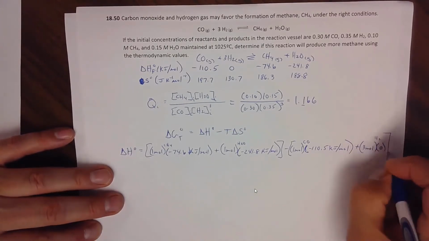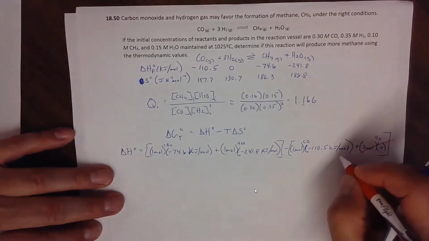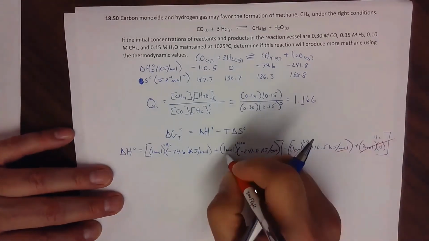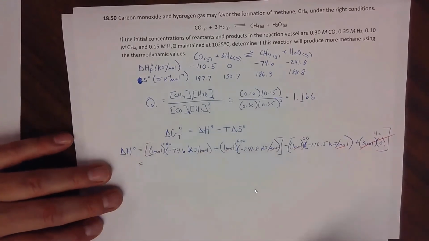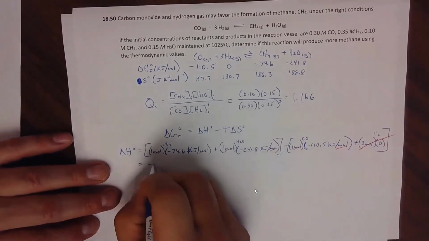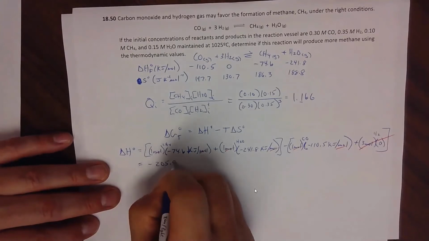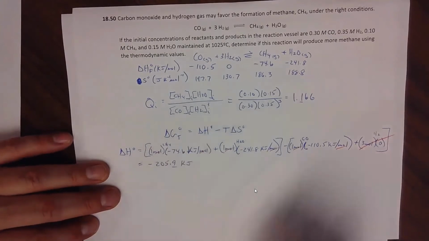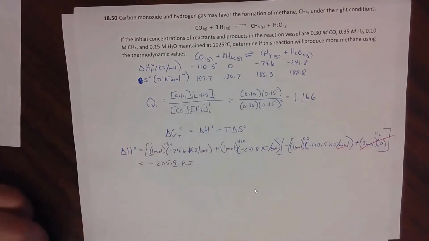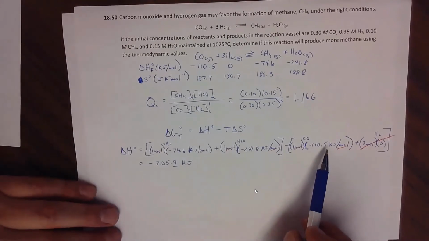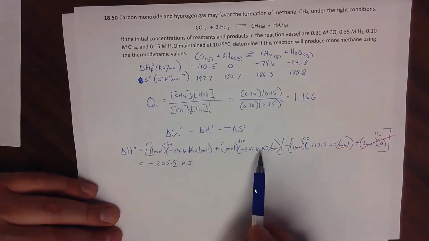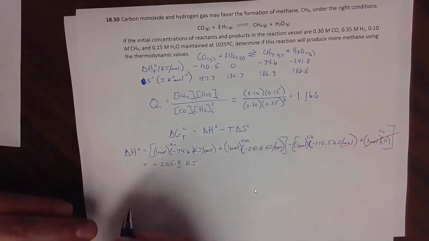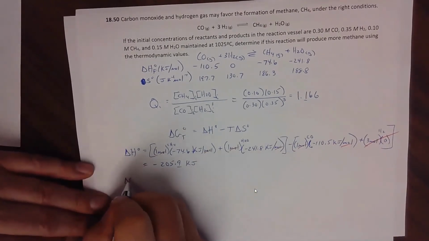So really we didn't even need to do that one. That one's just going to cancel. All of our moles are going to cancel out. Plug that into your calculator, and you're going to get a value of negative 205.9 kilojoules. Okay. So it's going to be 1 past, right? Because this is 1, 1, 1. So it's just going to be 1 past, 1 past, 1 past. We're going to do the same thing for del S.